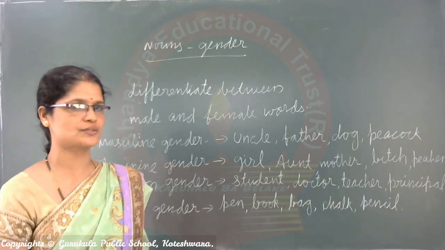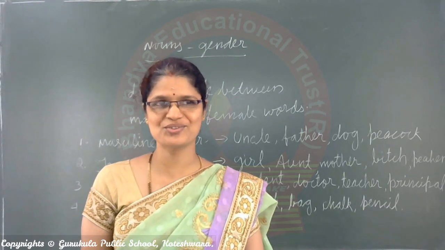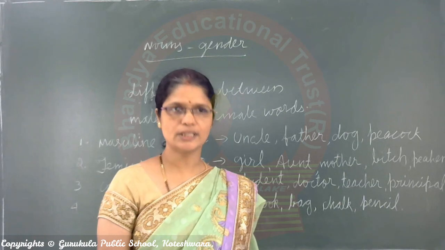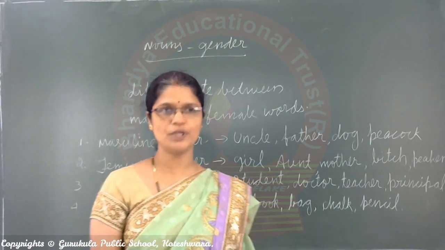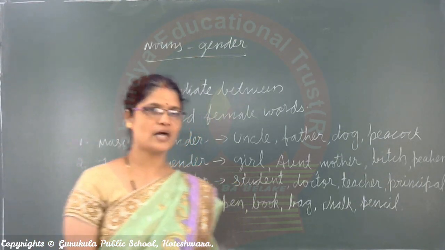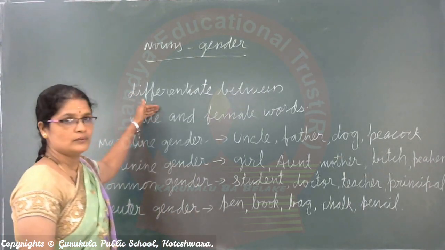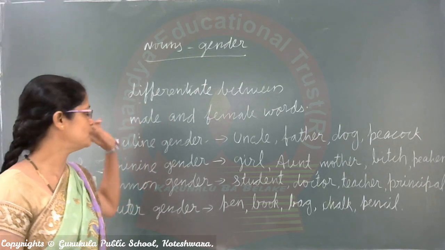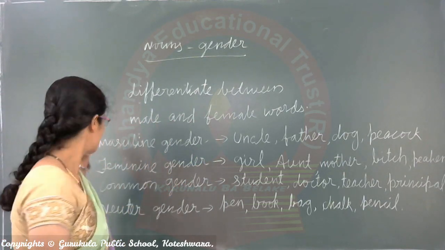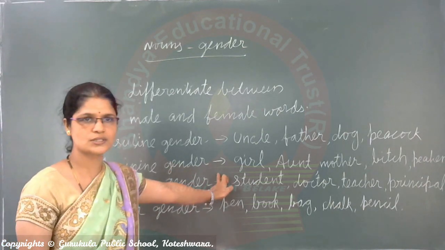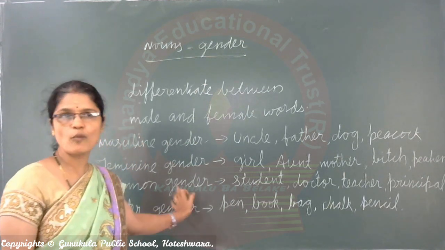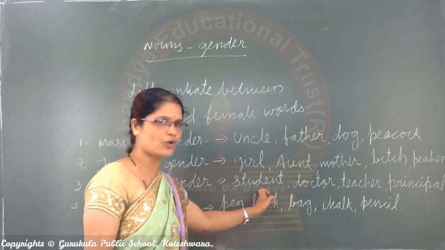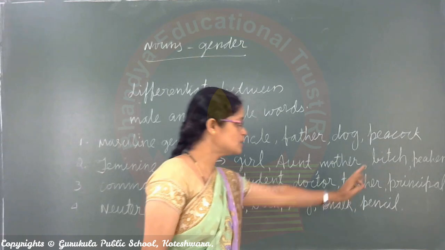Have you understood all these things? Want to repeat again? Shall I repeat? Gender. What is a gender noun? Gender is a term used to differentiate between male and female. Now, we can classify this gender into four parts. First one, masculine gender, means it shows male members. Second one, feminine gender, it shows female members. Third one, common gender, it shows common to both boy and girl. For example, student, doctor, teacher, principal.